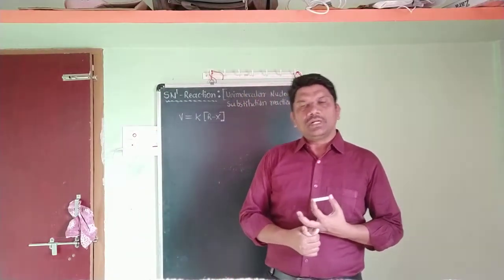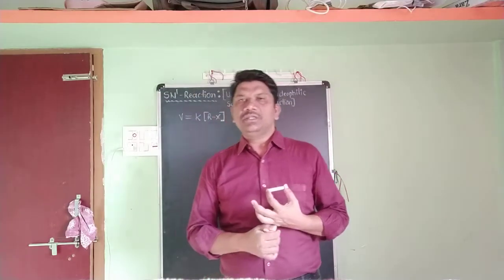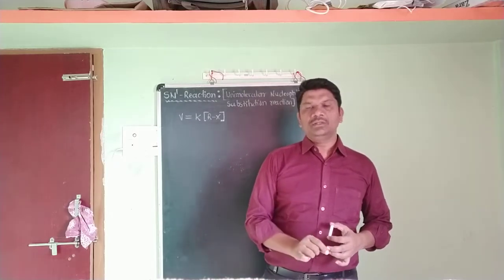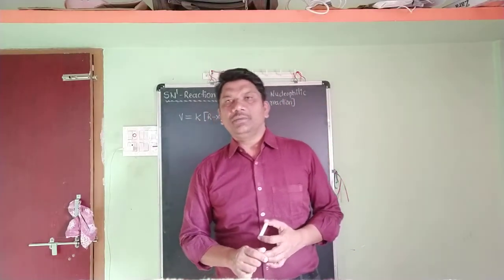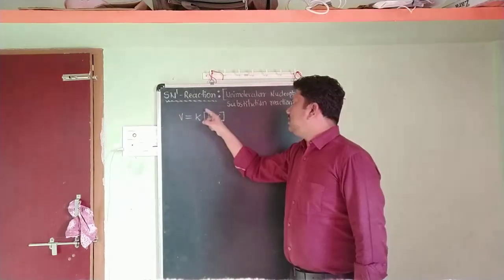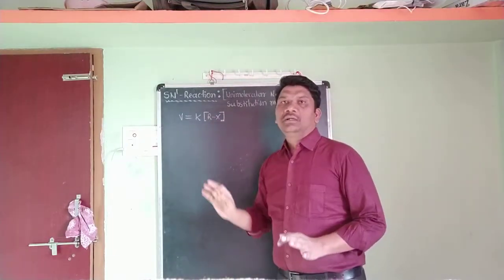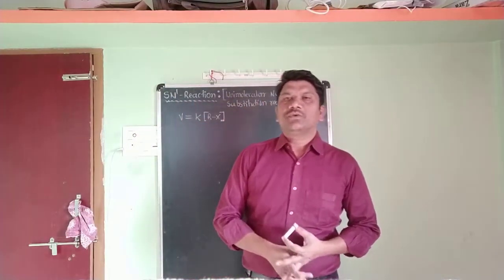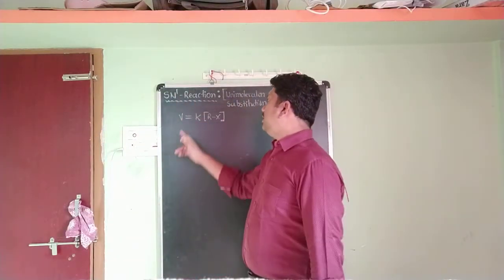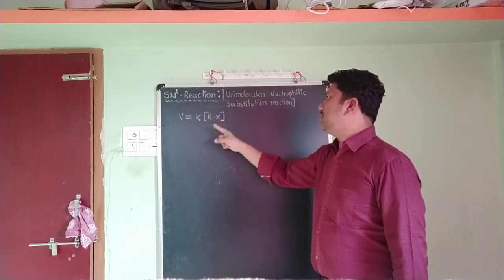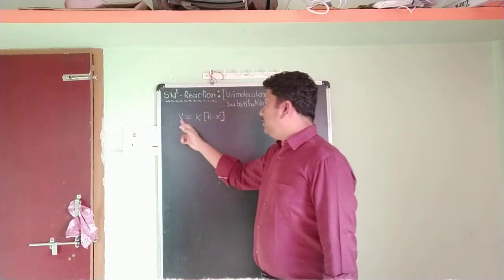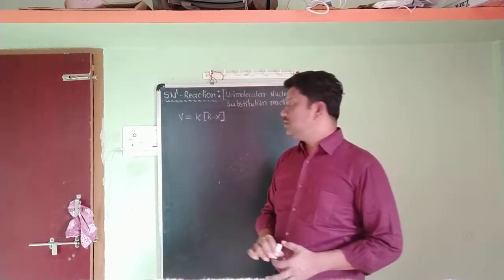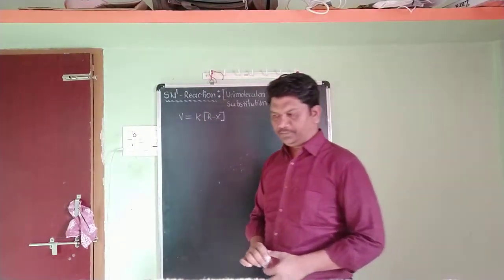I hope the definition of unimolecular substitution reaction is clear. I'll repeat the statement. The reaction in which the rate of reaction depends only on the concentration of alkyl halide, not on the concentration of nucleophile. Therefore, the rate equation for the SN1 reaction can be written as V = K [RX], where V stands for rate of reaction, K stands for rate constant, and RX is the alkyl halide.